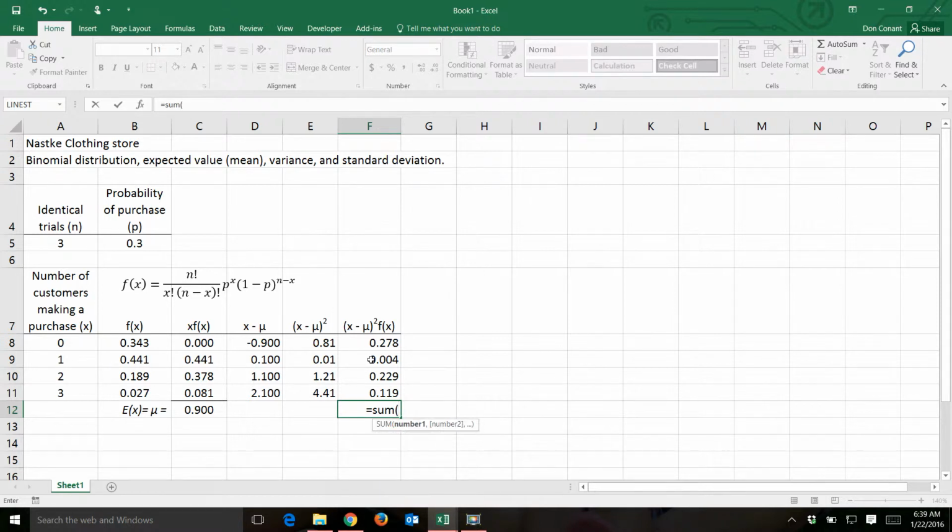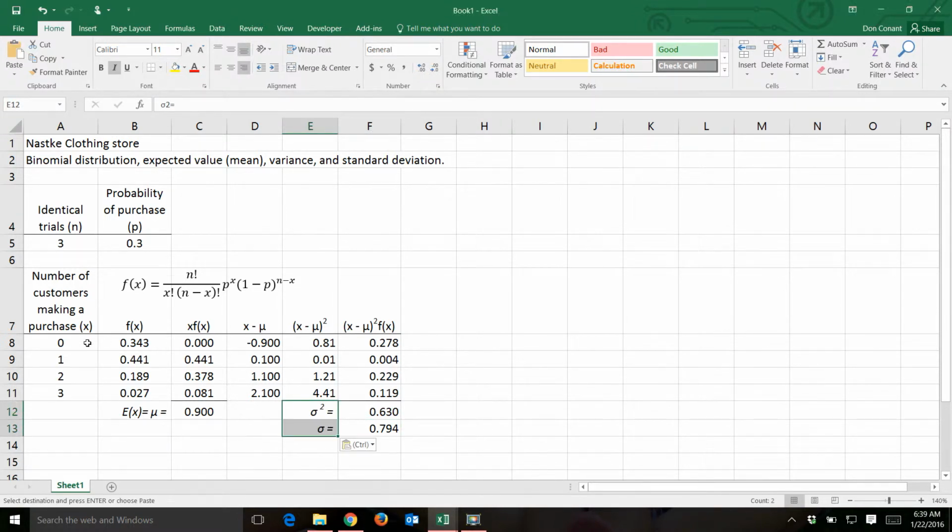Sum of the variances gives us our variance for this problem, 0.63. And of course, the standard deviation is simply the square root of the variance. And that gives us a standard deviation of 0.793. Let's go ahead and label those just very quickly here so you can see them.